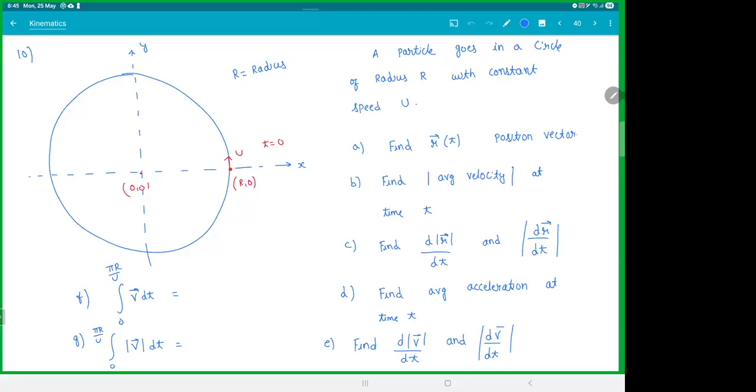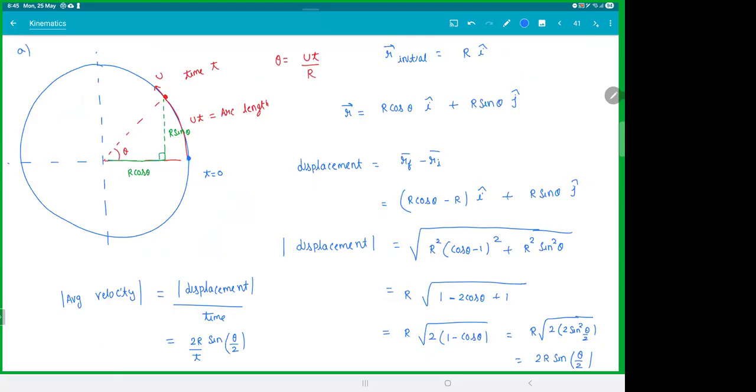What is d mod r by dt? What is mod dr by dt? Understand the meaning of it. When you're putting a mod and putting the mod outside, how does it change? Let's try to understand, okay? What do you mean by d mod r by dt? So, yeah, let's write this on the next page.